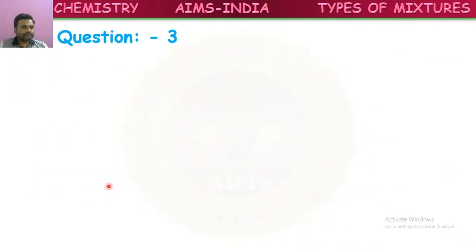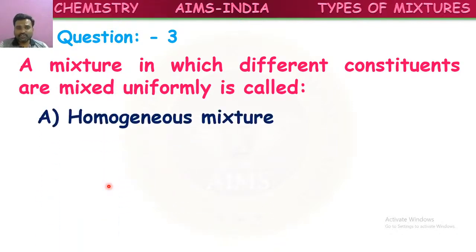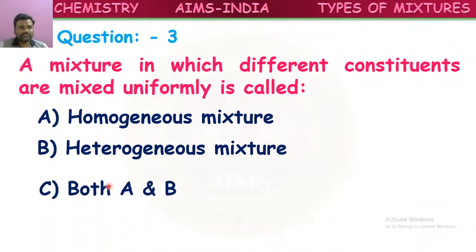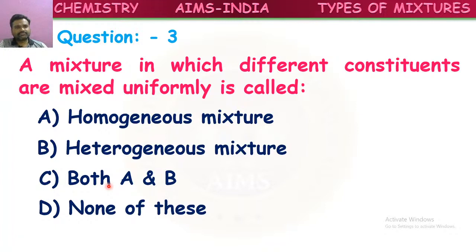Next question. A mixture in which different constituents are mixed uniformly is called. While giving the definitions about the different kinds of mixtures, we told this. Let us see options also. Homogeneous mixture, heterogeneous mixture, both homogeneous and heterogeneous, none of these.